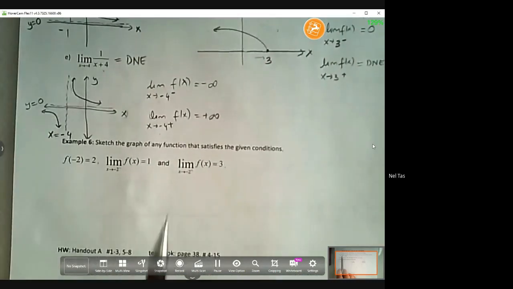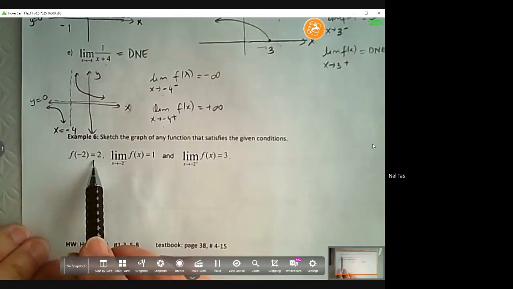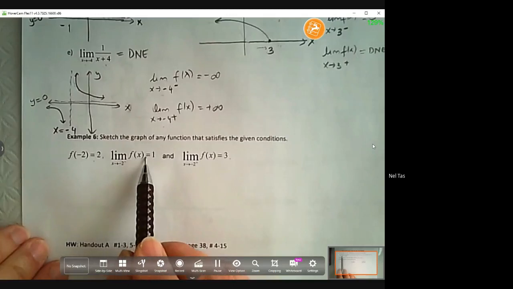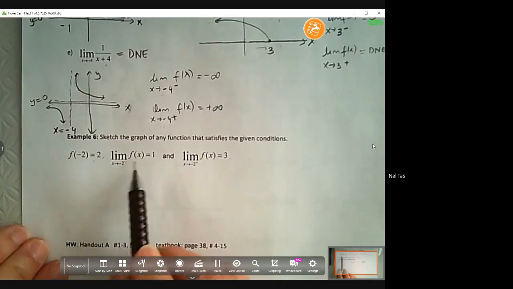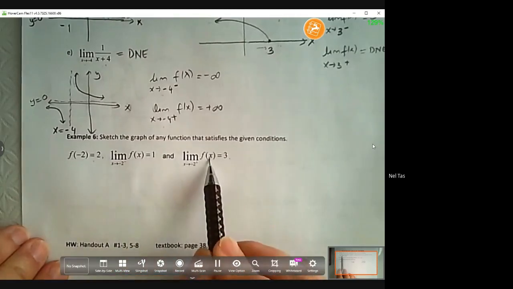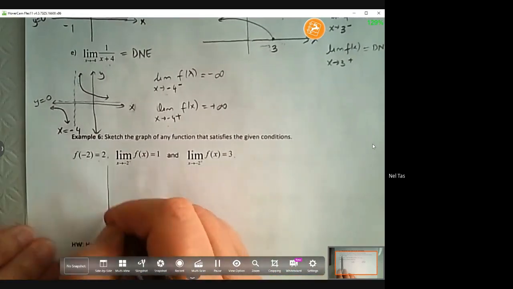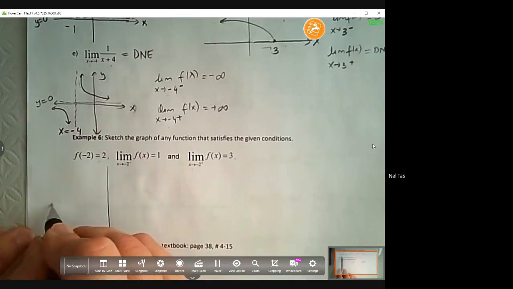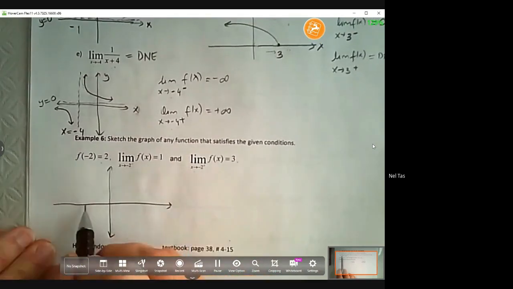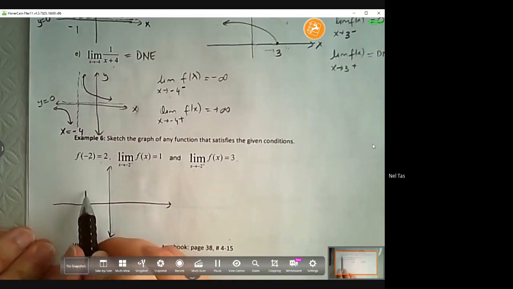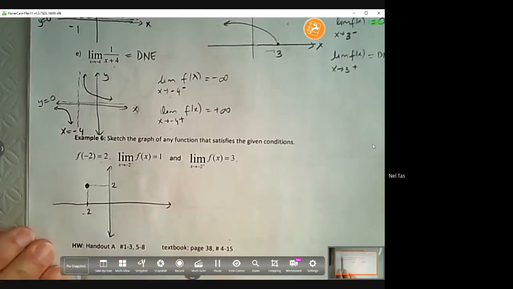Example 6. Sketch the graph of any function that satisfies the given conditions. We have f of negative 2 equals 2, and the limit of f of x as x approaches negative 2 from the left is 1, and the limit of f of x as x approaches negative 2 from the right is 3. So when x is negative 2, y is 2. That is one thing.